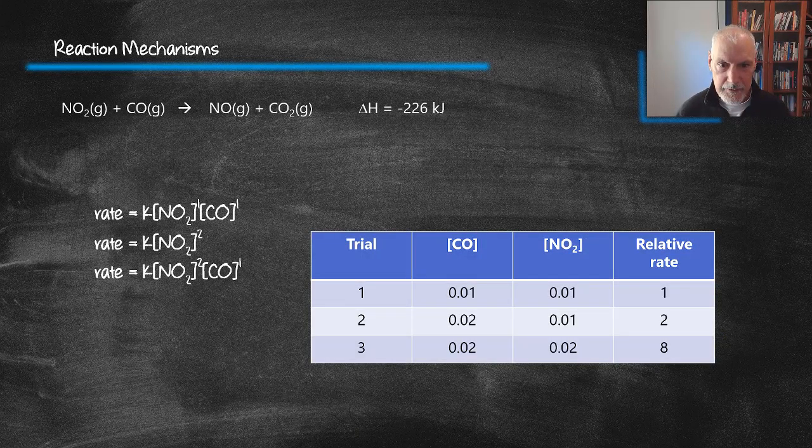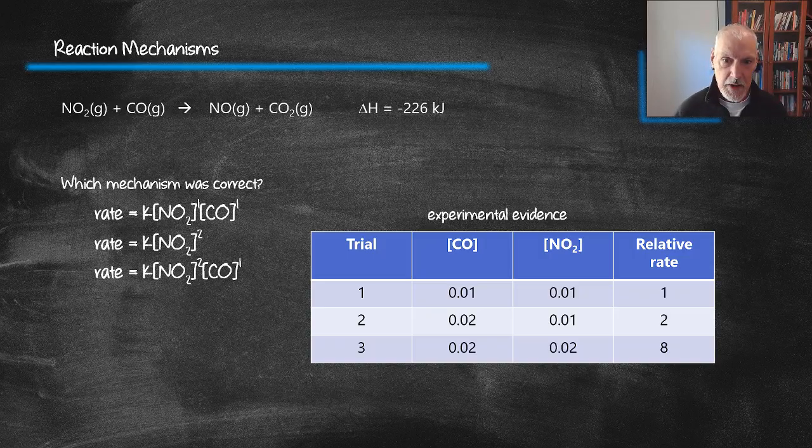Which of our three mechanisms is the right one? To determine that, we need to look at experimental evidence. So, as we've done before, let's see if we can get what the exponent is for the carbon monoxide. And in that case, you want to keep the nitrogen dioxide constant. So in trials 1 and 2, I'm doubling the amount of carbon monoxide, and the rate of the reaction is double, a proportional relationship. That shows that the reaction rate depends on carbon monoxide, and the second mechanism isn't valid.